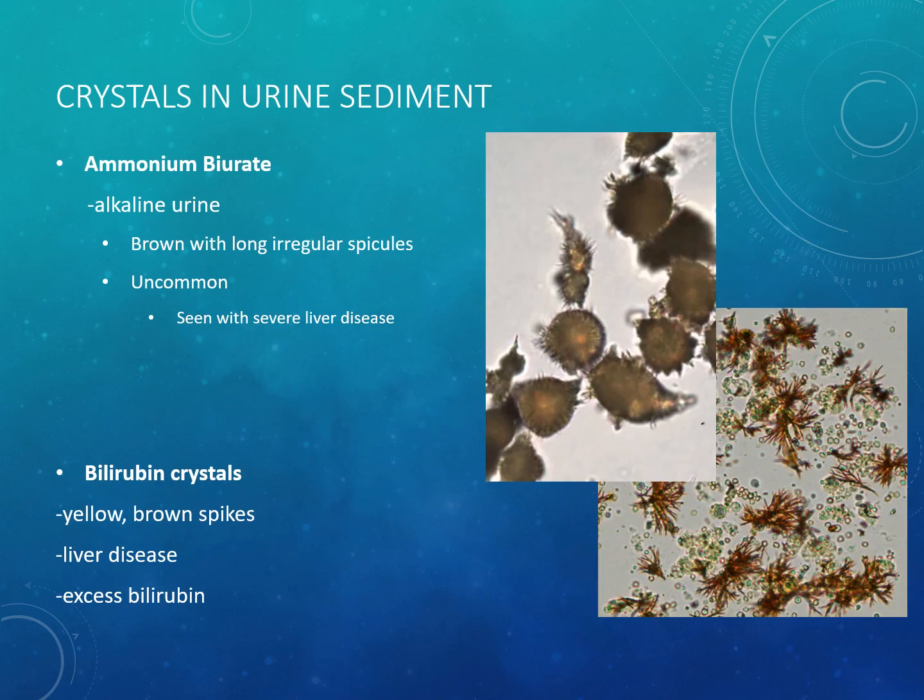Two more crystals we're going to talk about are the ammonium biurate and the bilirubin crystals, which kind of look a little similar. The ammonium biurate are usually described as thorny apples. They're yellow to brown and they have these irregular spicules on them. Some people say it looks like a thorny apple.